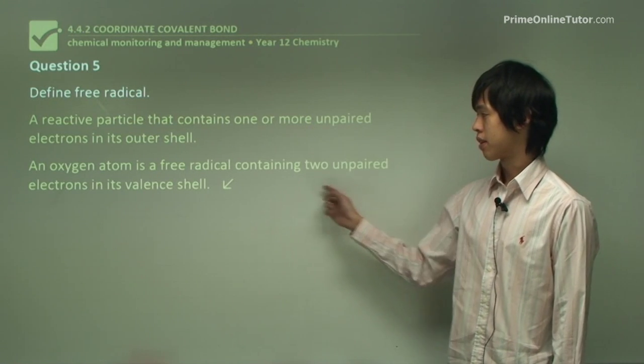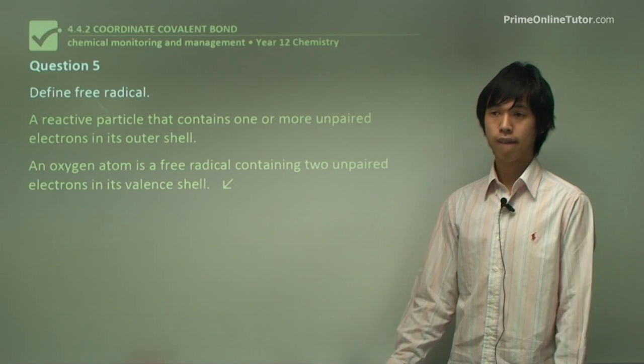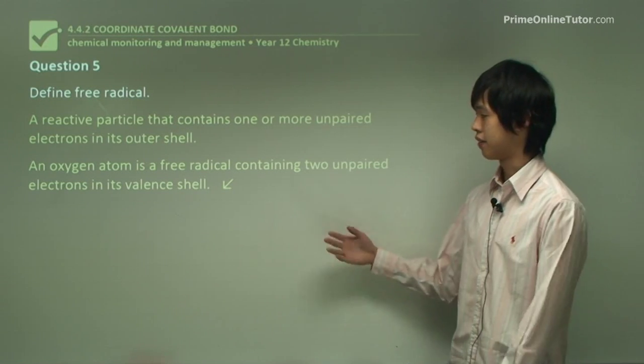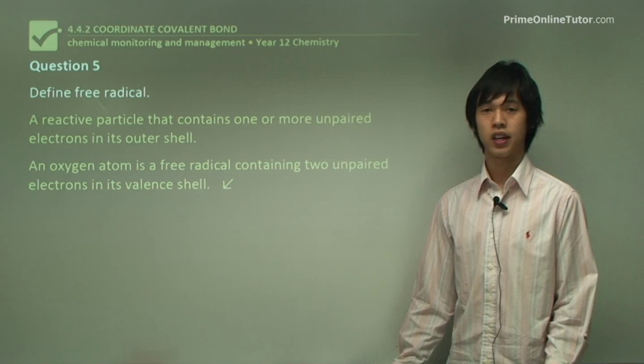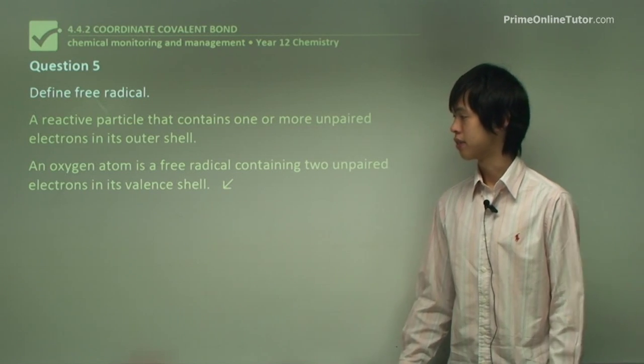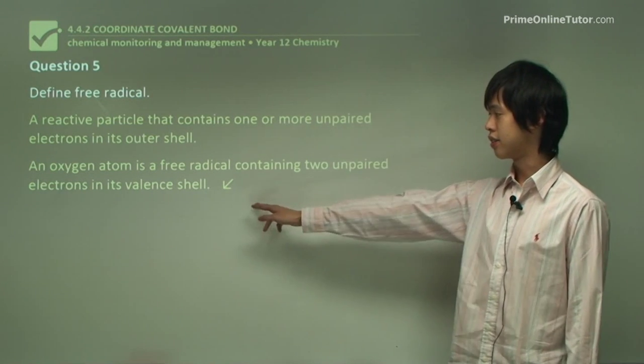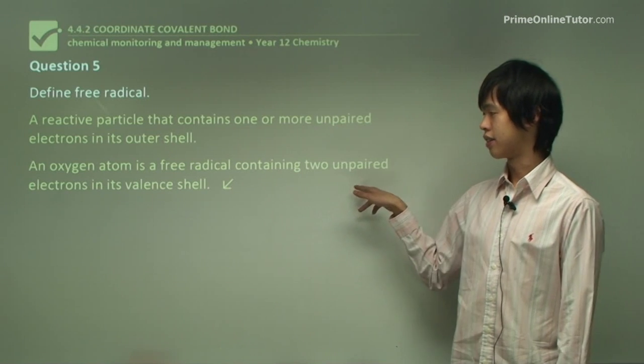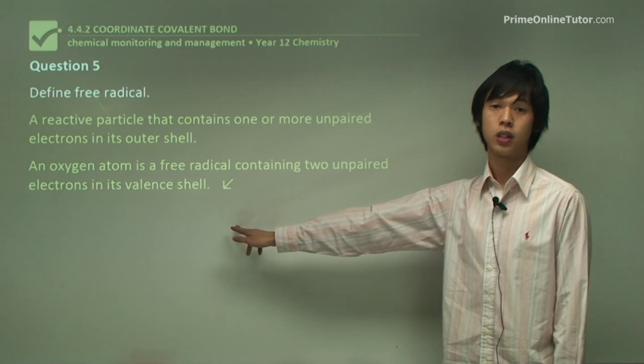Like I said, oxygen, there are others, of course, chlorine as well, and various other ones. Chlorine, which affects the ozone layer, and several others, which we could talk about. But in this case, oxygen is a free radical containing 2 unpaired electrons in its valence shell.